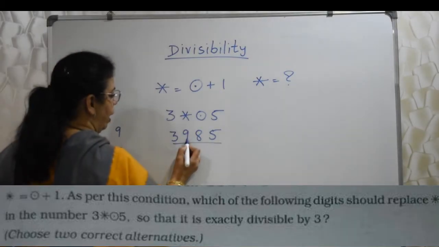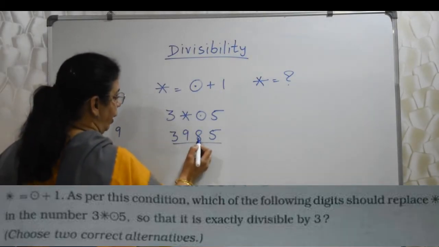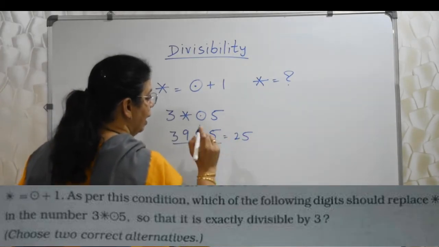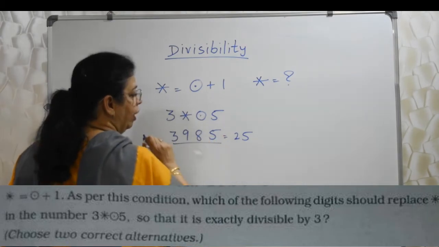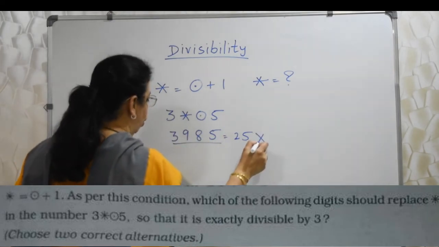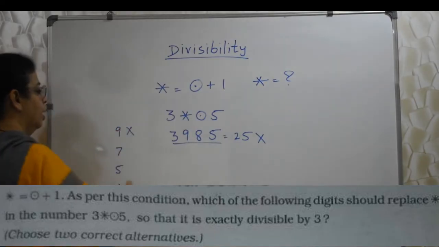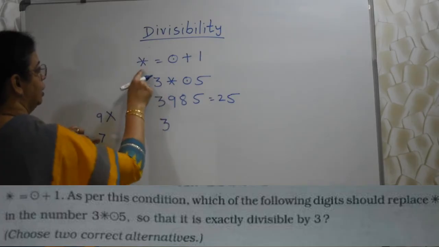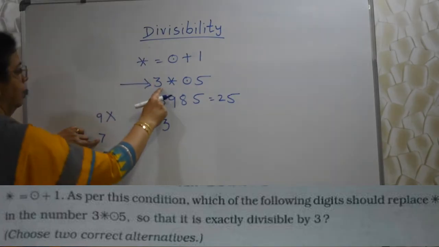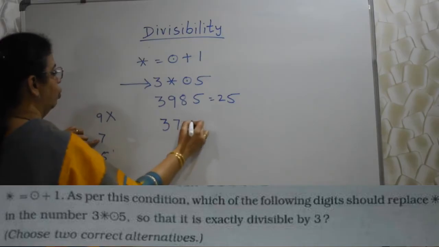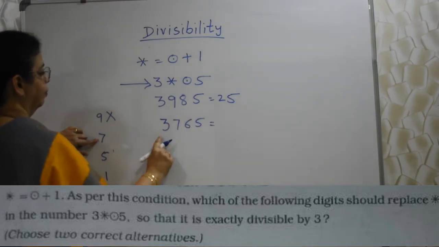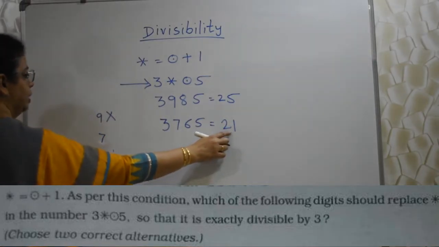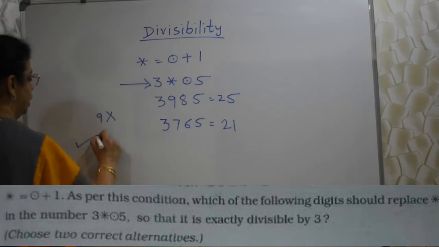3 plus 9, 12. 12 plus 8, 20. 20 plus 5, 25, which is not divisible by 3. 3 के टेबल में 25 नहीं आता है. So no, first option is ruled out. Let's now take the second. 3 asterisk के जगह पे, this is main thing, एस्ट्रिक्स के जगह पे मैं 7 ले रही हूँ, तो ऑब्वियसली दिस इज 6. एड 16 plus 5, 21. Yes, this comes in 3's table. It is completely divisible by 3. So this is the correct option.